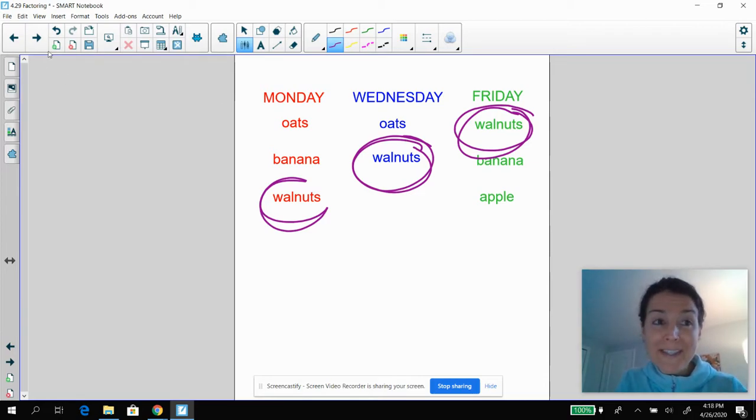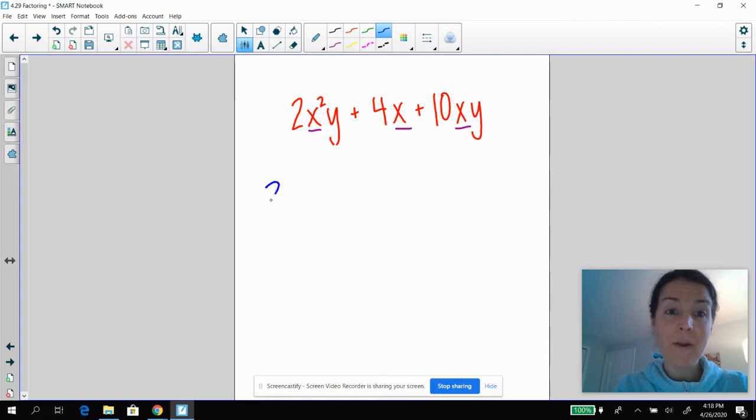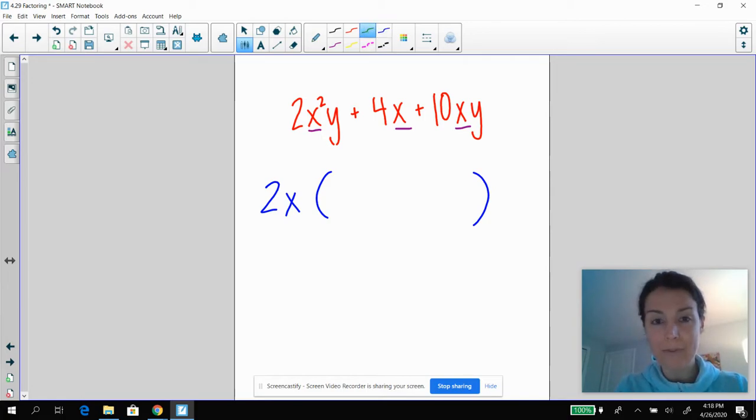And we can translate this into math. What if I gave you an expression like this? So again, 3 days, right? Like Monday, Wednesday, Friday. What's a common factor in each one of these? Well, look, each one has an x. Amazing. But also look at the numbers. Do you see how each one has a 2 in it as well? So I could take out those common factors, and bear with me here. If I take out a 2 and an x out of each one of these terms, what would be left?